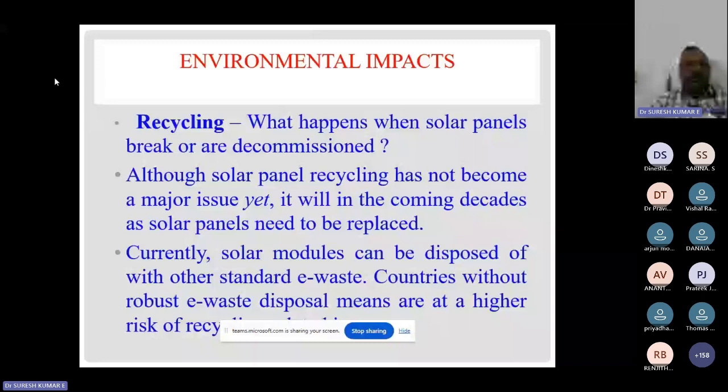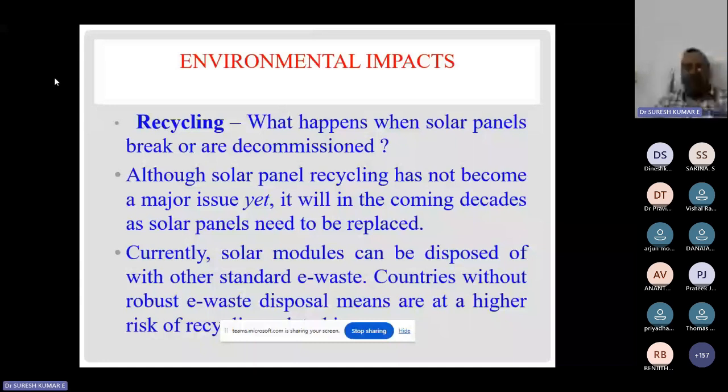Currently, solar modules can be disposed of with other standard e-waste. Now we are considering it as general e-waste, along with all other electrical and electronic waste. But in future, we need a separate rule, separate law, separate guidelines for solar module disposal.